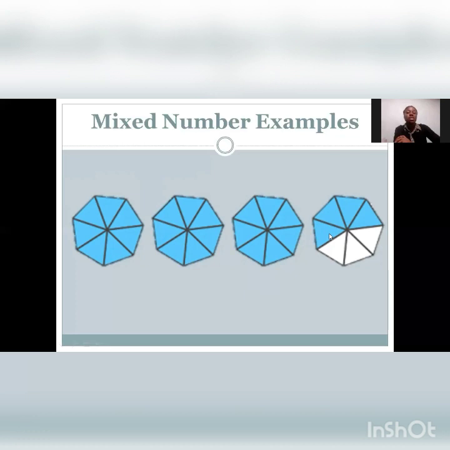Let's count to see how many parts are shaded. 1, 2, 3, 4. Now let's count to see how many equal parts there are in total. 1, 2, 3, 4, 5, 6, 7. So if these 3 are a whole number, and there are 4 shaded parts and 7 parts in total, then our mixed number should be 3 and 4/7.